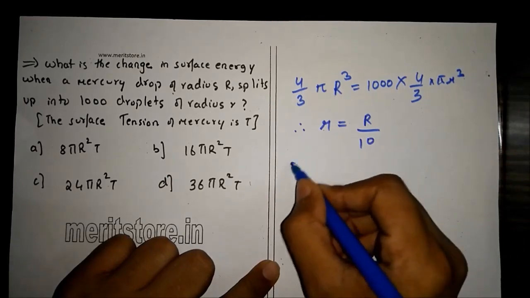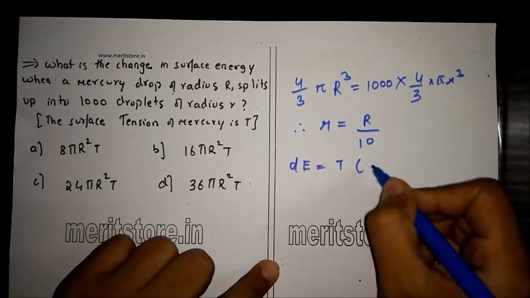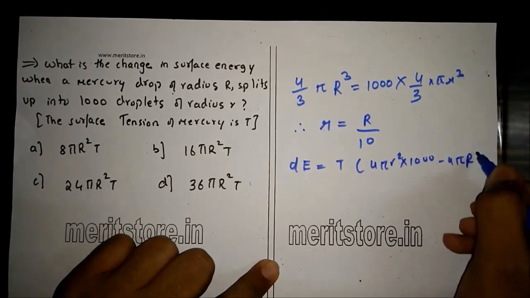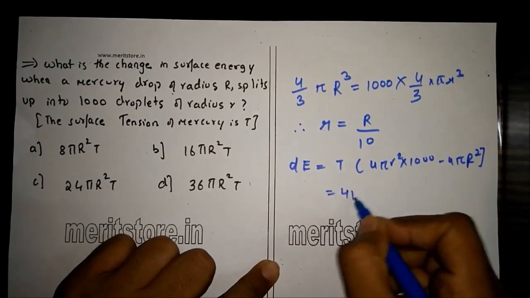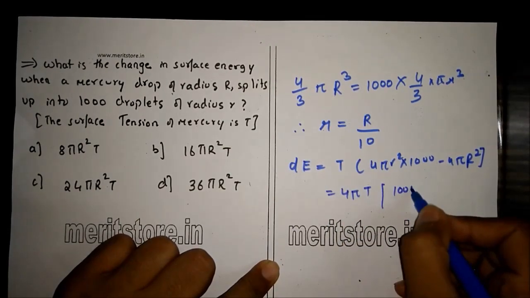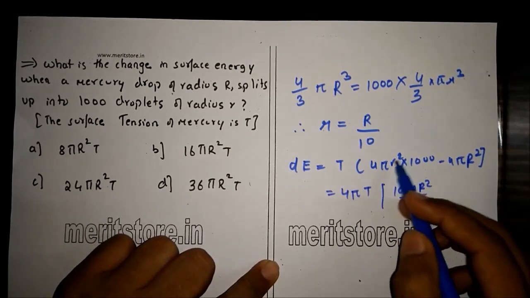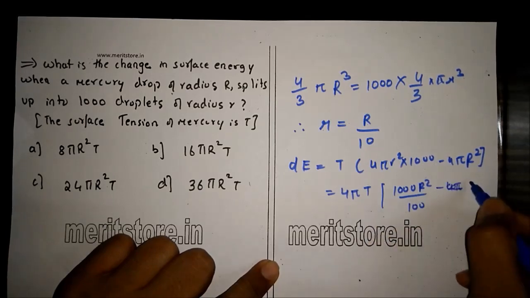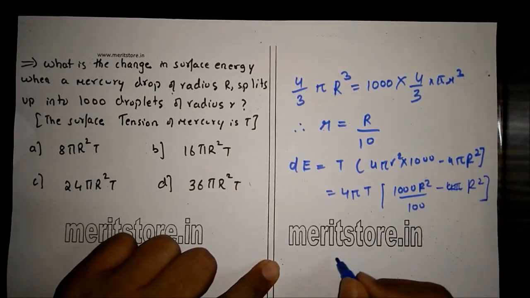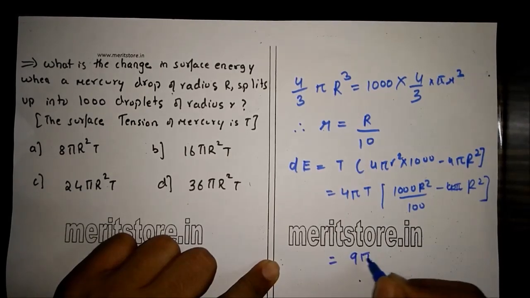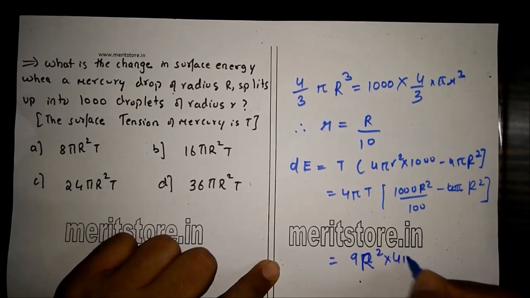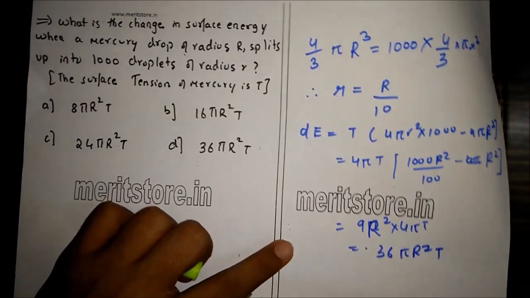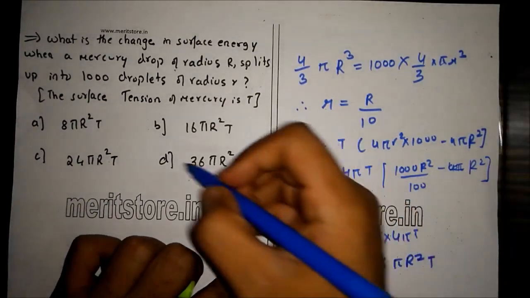Therefore, now the change in the surface energy dE is given by T into 4 pi small r square into 1000 minus 4 pi into capital R square, which is 4 pi T into 1000 R square upon 100 minus R square. We'll substitute the value of small r as R by 10, with 4 pi taken outside. Therefore, on calculator we get 9 R square into 4 pi T, which is equal to 36 pi R square T. Therefore, here the correct answer will be option D.